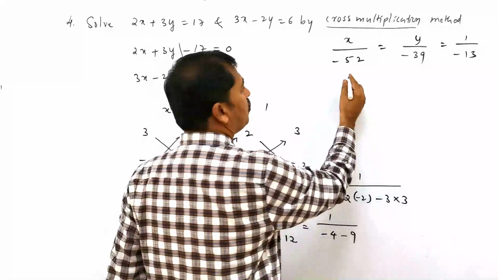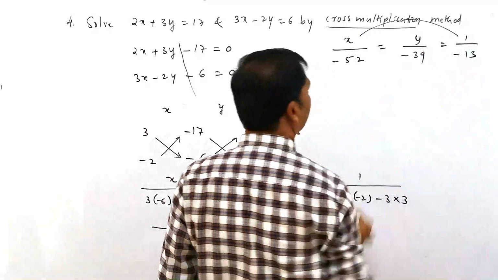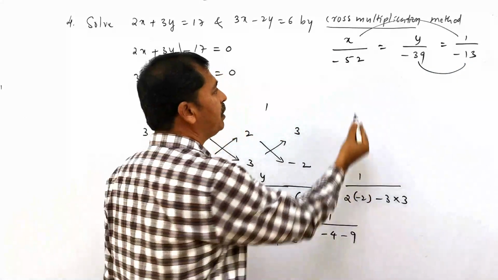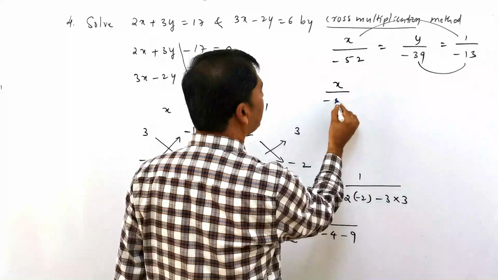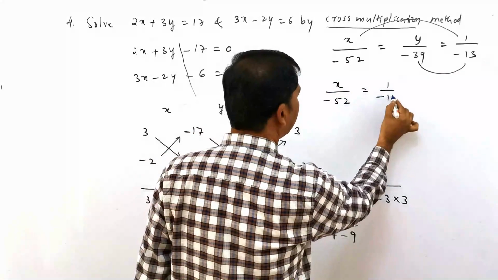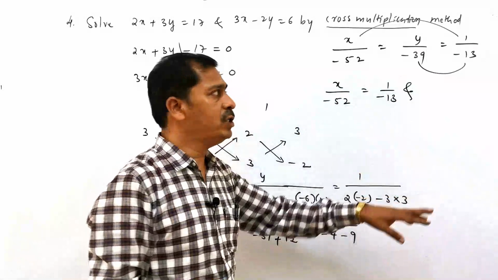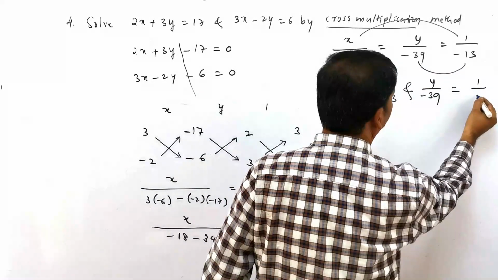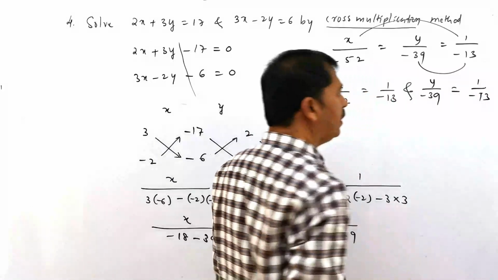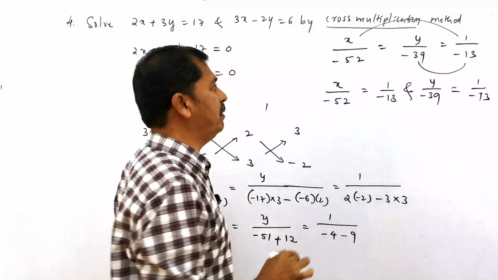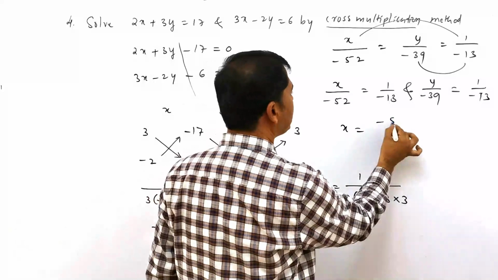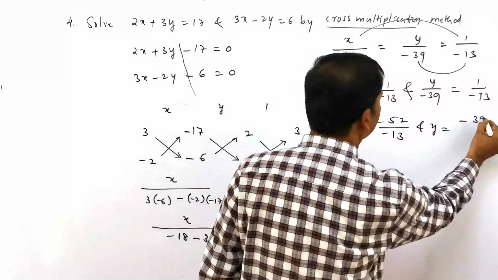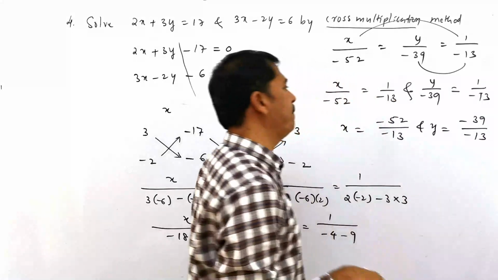So the first step is you have to compare the first and last. In the next step you have to compare the second and last. Compare the ratios. x divided by minus 52 can be compared with 1 upon minus 13, and the second ratio, y divided by minus 39, you compare with 1 upon minus 13. The work is to simply simplify. x is equal to minus 52 divided by minus 13, and y is equal to minus 39 divided by minus 13.